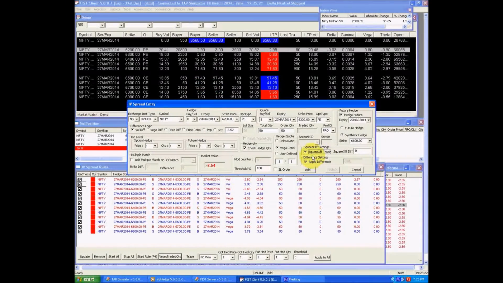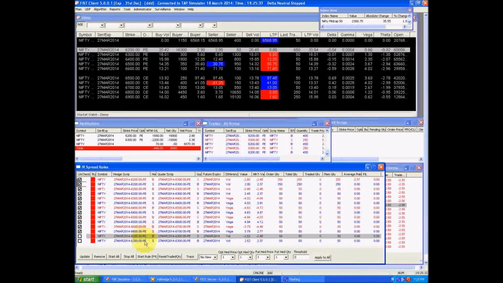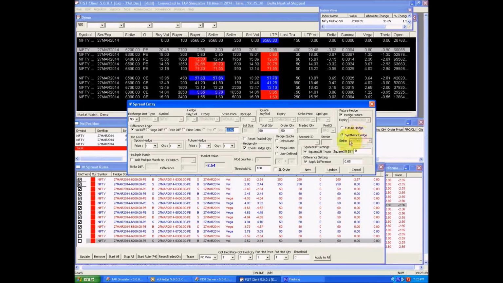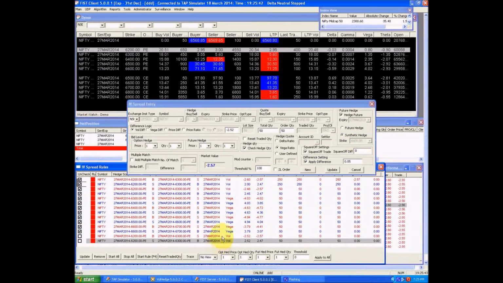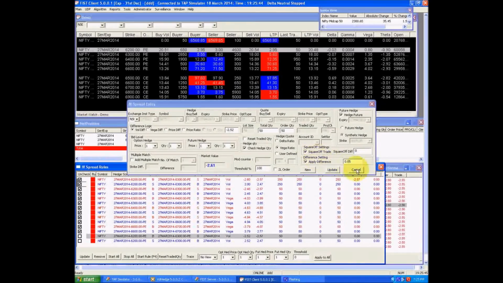I'll press the square of trade, and I will press apply difference. I've also selected the square of trade so that both the rules come for entering as well as exiting the trade. So as you can see in this window, the 62-63 spread has been selected with volatility difference, and the delta hedging will be done through 6600 strike.